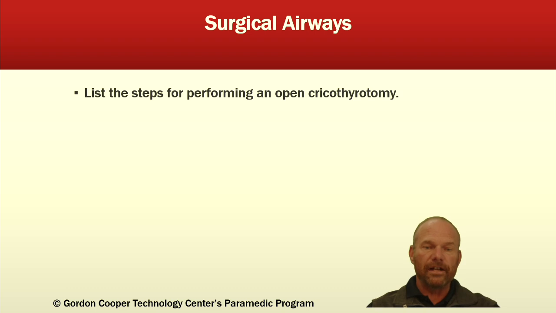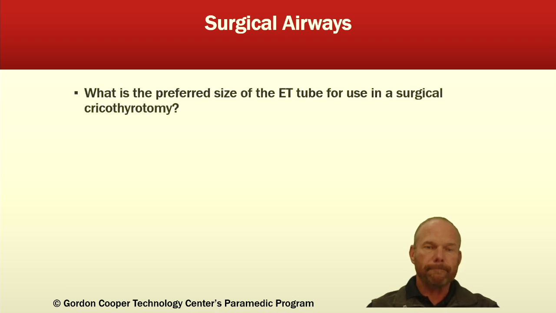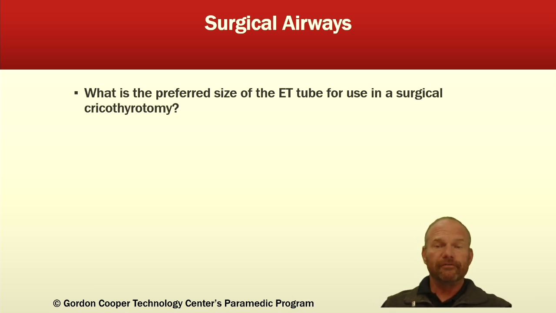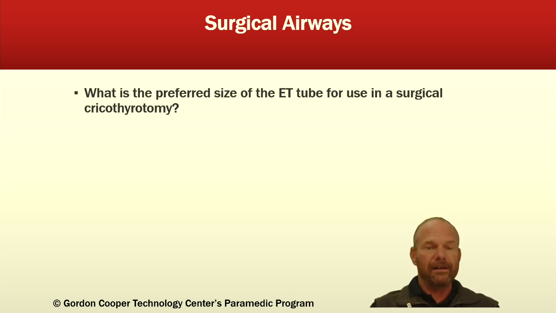Identify and cleanse the cricothyroid membrane. Make a vertical incision through the membrane. Insert an ET or a tracheostomy tube. Inflate the cuff. And then confirm placement and secure the tube. So what is the preferred size of the ET tube for use in the surgical cricothyrotomy? Pause now. So a 6.0 millimeter cuffed ET tube. That's going to be our preferred size.